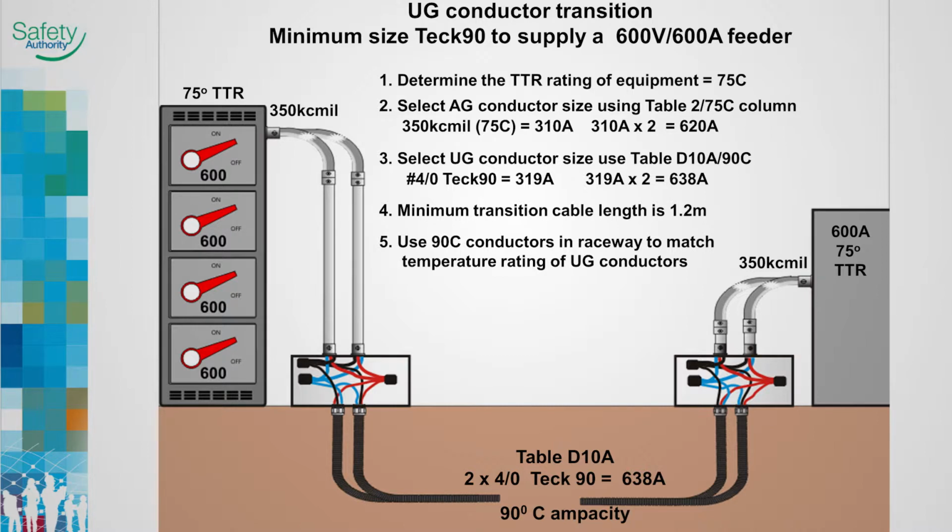As the switch is rated at 75 degrees, this is the temperature column we must use. Table 2 in the 75-degree column allows 310 amps for each 350 kcmil conductor, a total of 620 amps. For the underground portion, we use Table D10A and the 90-degree column. Number 4/0 TECK allows for 319 amps for each conductor, a total of 638 amps. The minimum transition cable length is 1.2 meters. The conductors in the raceway must be 90 degrees C rated to match the rating of the underground conductors.